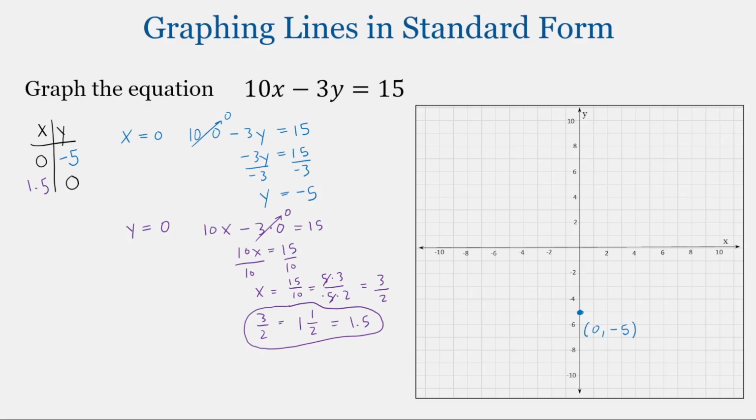So now let's plot that point. So starting at the origin, we're going to move 1.5 spaces, or 1 1/2. So we'll go to 1, and then halfway between 1 and 2 is our point. So the x-intercept has an ordered pair of 1.5, 0. And then we can draw our graph through these 2 points.